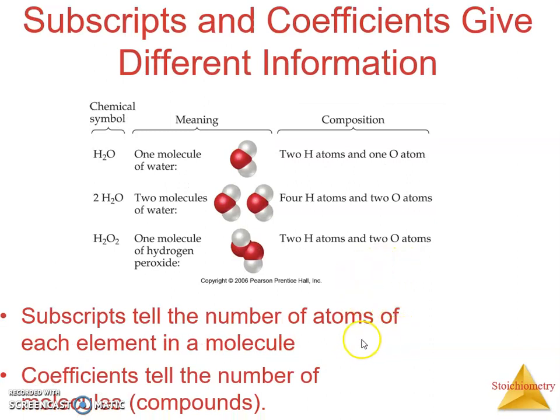So subscripts tell the number of atoms of each element in a molecule, and coefficients tell the number of molecules or compounds. This statement is very important. Coefficient tells the number of molecules and subscript tells the number of atoms.